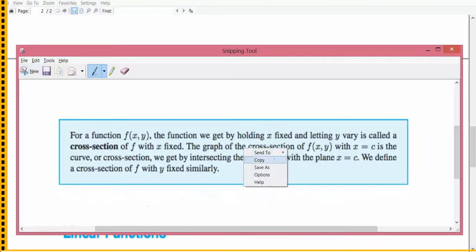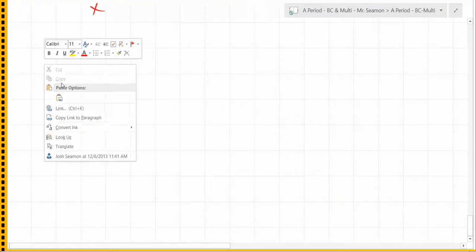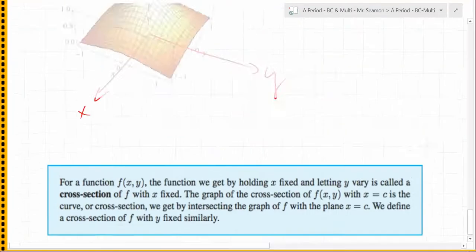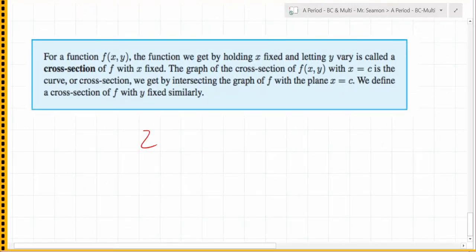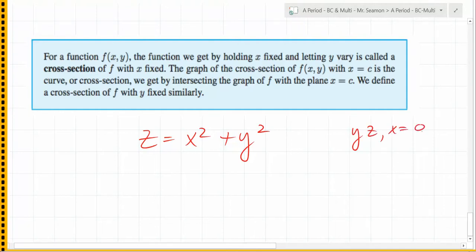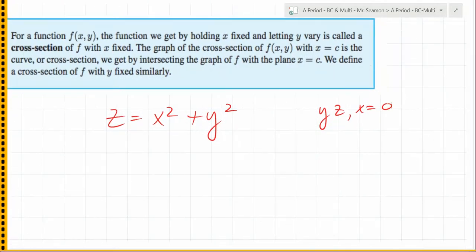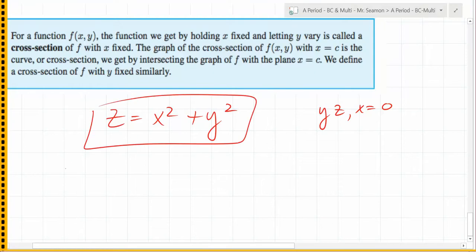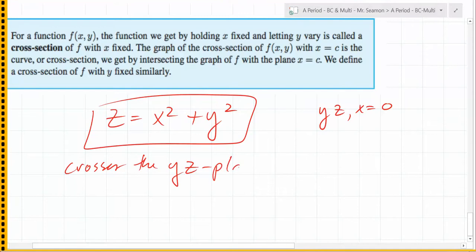So for example, let me get this in so you can read it while I'm talking about it. What I mean by cross sections are, that first surface we looked at was z equals x squared plus y squared, right? Remember that sphere problem where it asked what it looked like or where it crosses certain planes? So keep in mind, the yz plane is when x is equal to 0, right? So one thing we could ask is, what does this look like when it crosses the yz plane?